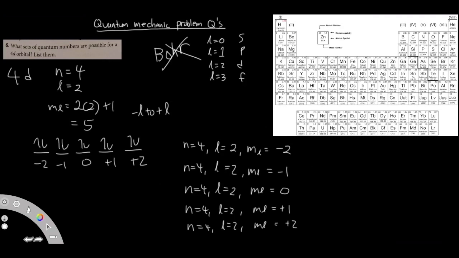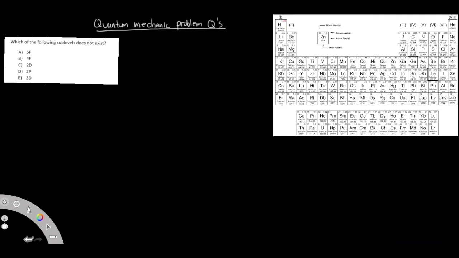Let's try another question. All right. Next question. Which of the following sublevels does not exist? Let's give it a try. Well, we have our 5F. How do we know if this exists or not? Well, n is equal to 5. Then what do we have to look at? We have to look at our L value, okay? So this here, again, has our N value and our L value. What would be our L value?